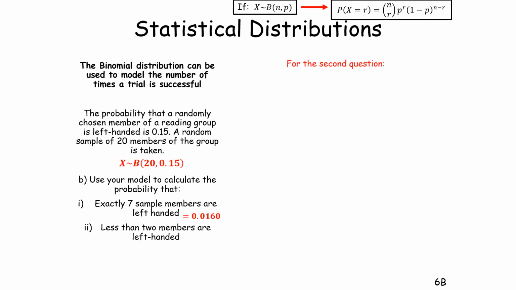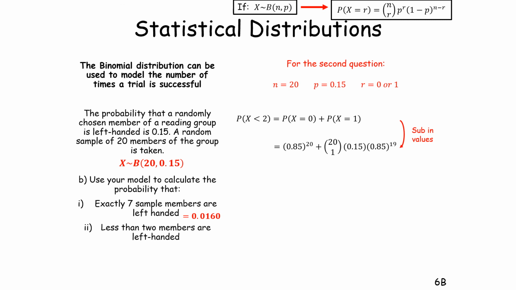Okay, so the next part of the question, less than 2 people are left-handed. So that means r could be 0 or 1. Remember, it's less than, not less than or equal to. So probability X less than 2 is X equal to 0 plus X equal to 1. If we work out each one of these, 0 would mean all failure, so everyone's right-handed, which is 0.85 to the power of 20, plus 1 person is left-handed out of 20. If we calculate this, it gives us 0.176, so 17.6%. So that's less than 2 members being left-handed.